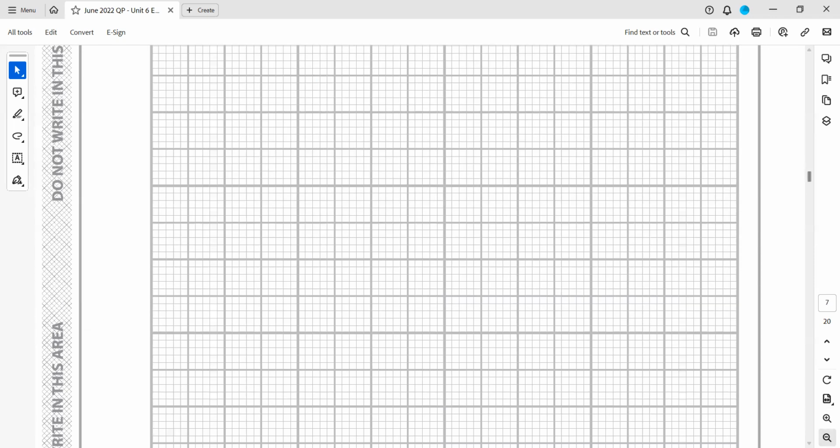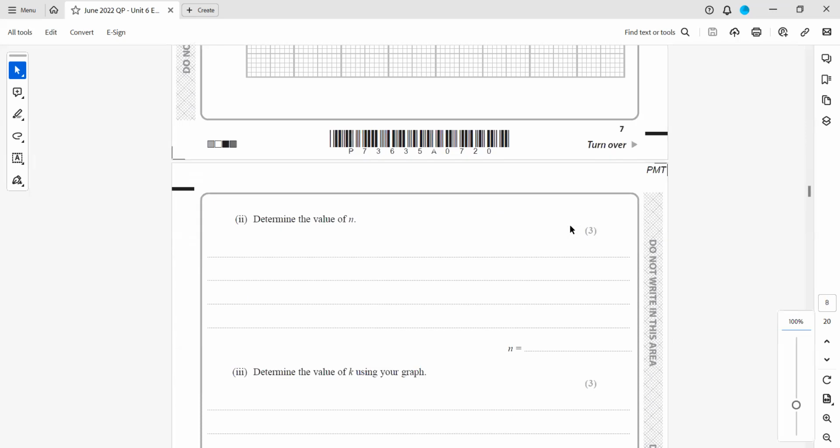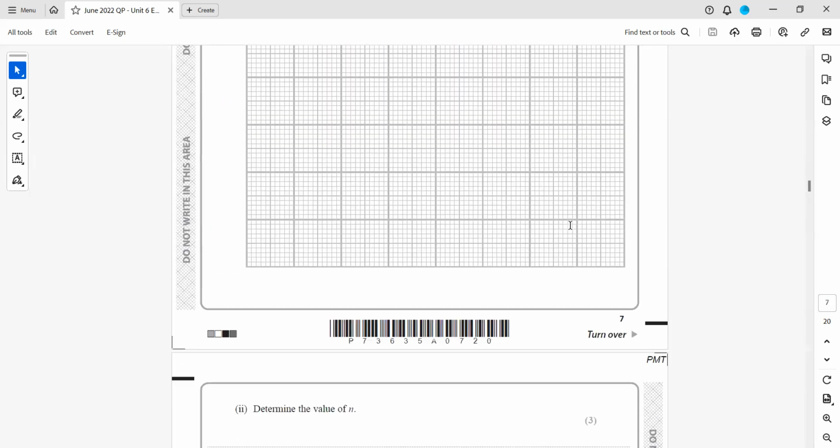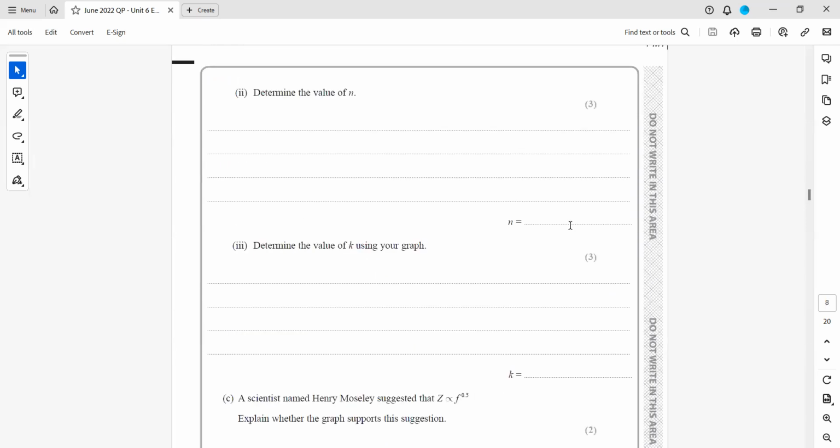Then you have to plot a graph. The graph part we will skip, and then determine the value of n. How do you determine the value of n? As already we rearranged the equation to determine the value of k. How to do this? Because we had a formula, when we solve that equation, log z is equal to n log f plus log k. That is the equation.